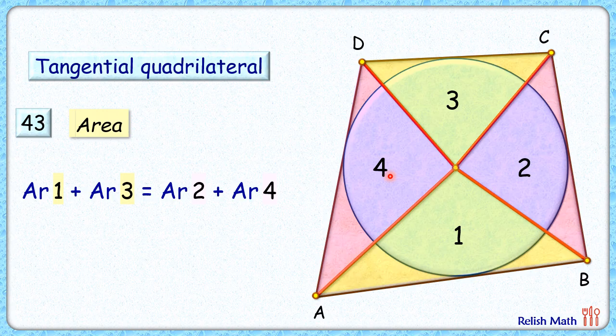So instead of this tangential quadrilateral, if I have a tangential hexagon, that hexagon will get divided into 6 triangles, and the area of alternate triangles will be half the area of the hexagon. Same goes for octagon, decagon, dodecagon. The only condition is it has to be an even-sided tangential polygon. Let's check the next theorem.